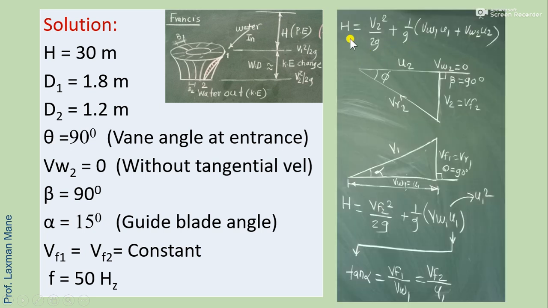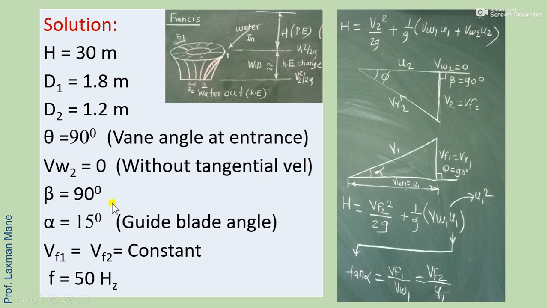Let us discuss. H is equal to what? Inlet energy or input energy in the form of head, that is equal to what? Energy in the form of work done, that is 1 by G, bracket VW1 U1 plus VW2 U2, plus energy which is leaving the runner, that is kinetic energy at exit, means at exit point 2 is what? V2 square by 2G.